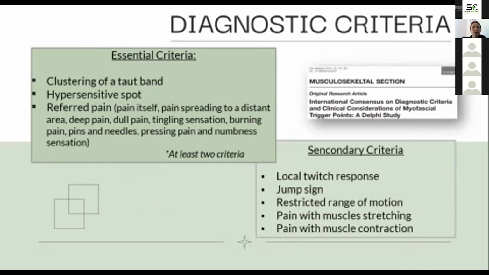However, members of the International Association for the Study of Pain and the American Academy of Pain Medicine consider that the essential diagnosis components of myofascial pain syndrome include hypersensitive spot, causing local pain that recreates symptoms when palpated.